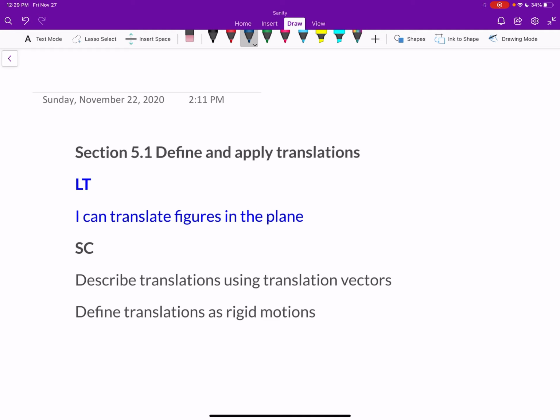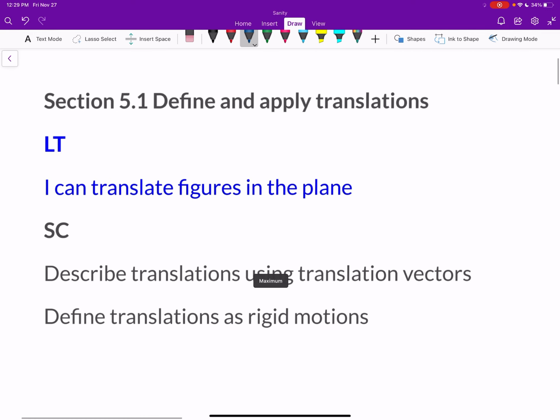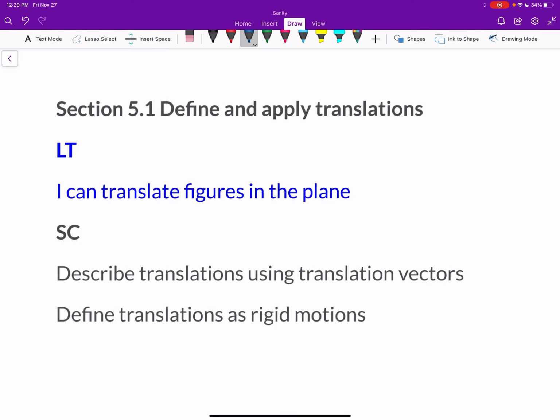So section 5.1, we're going to first focus on translations. I have a learning target for you. I can translate figures in the plane, and you'll be successful when you can describe translations using translation vectors. We'll see what that looks like, and also make sure to classify translations as rigid motions. Take a second, pause if you need to.